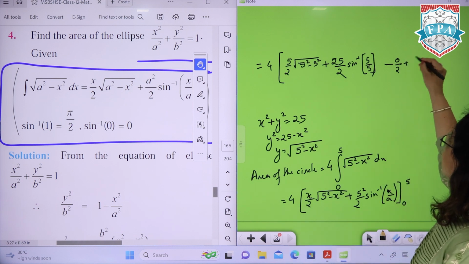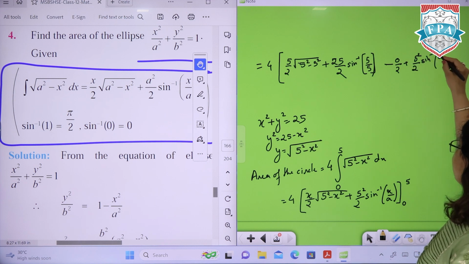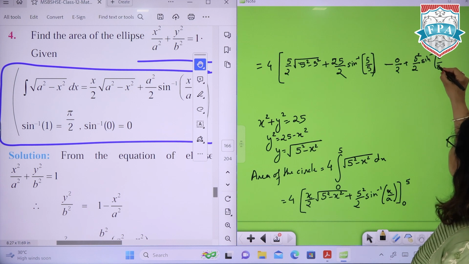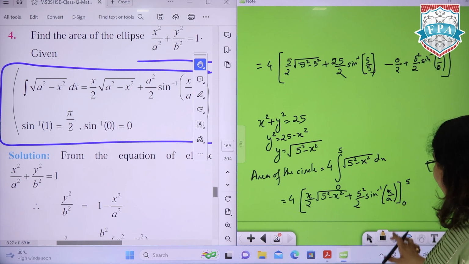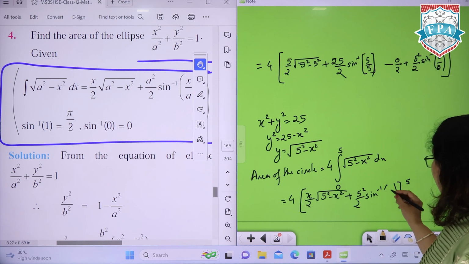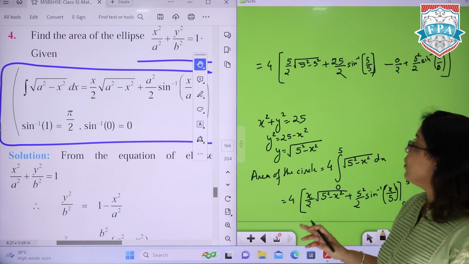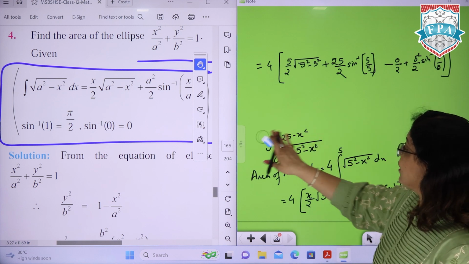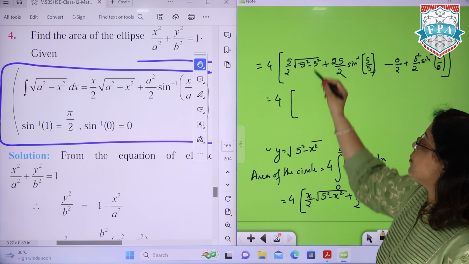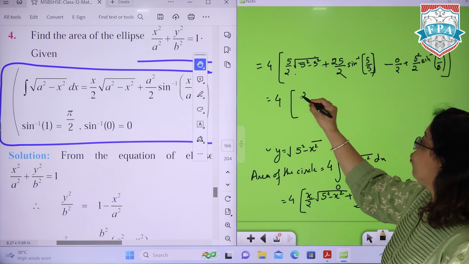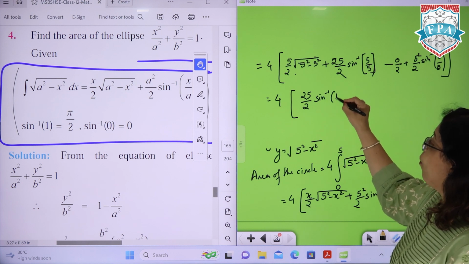And then plus 5 square by 2 sine inverse 0 by a, which is 5. Okay, put the value of a as 5 over here also. When you're doing it here, you can put it as x by 5, so you know that this is a. Now once we get this thing, a lot of terms are already cancelled. So 4 times this becomes 0. This is 25 by 2 sine inverse 1.